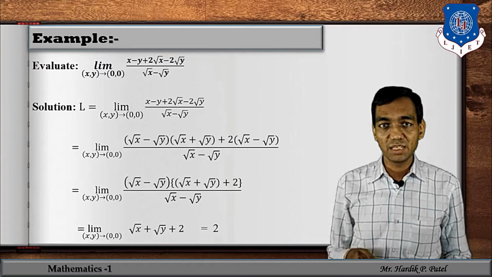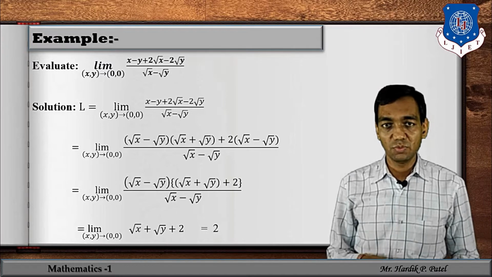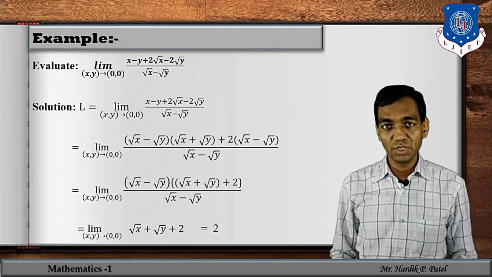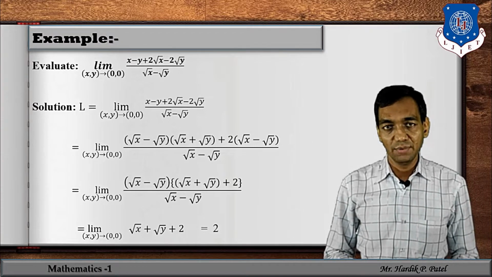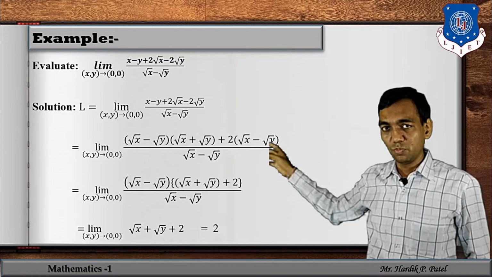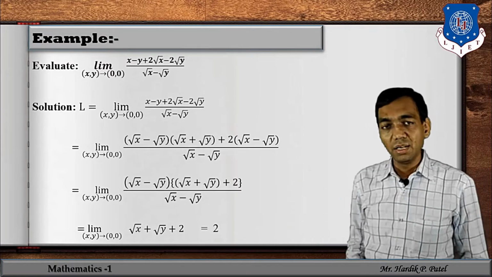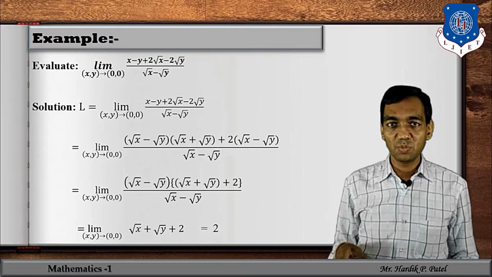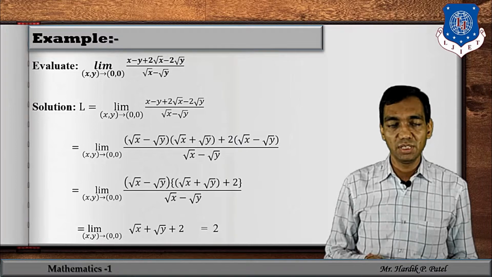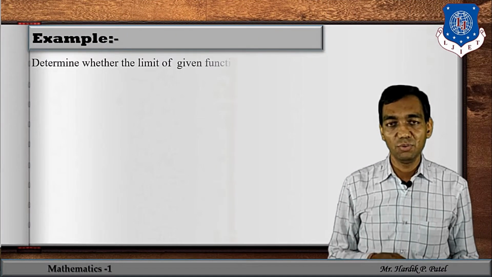Now for x minus y, we are going to factorize it in the form of root x minus root y into root x plus root y, and from the second two terms we are going to common out 2, that will give you 2 into under root of x minus under root of y, divided by root x minus root y. So root x minus root y will be common out from the numerator and will cancel with the denominator, and the remaining term you will have is root x plus root y plus 2. And if you put the limit (x, y) to (0, 0), then you will have the answer 2. That means the limit exists and it has a value 2.